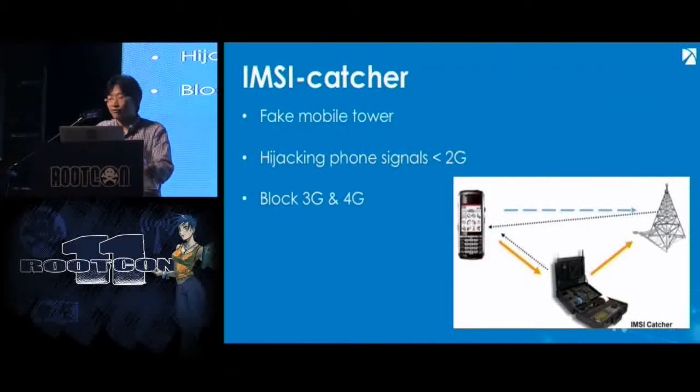The attacker can set up a fake mobile tower using an IMSI catcher. It can hijack and intercept phone signals, including both voice and text messages. It targets phones on an older 2G system because they can't tell the difference between the real and fake tower. This method is easier to use in rural areas where 2G service is more common. It can also block the 3G and 4G signals, forcing the mobile phones nearby to switch to insecure 2G service.